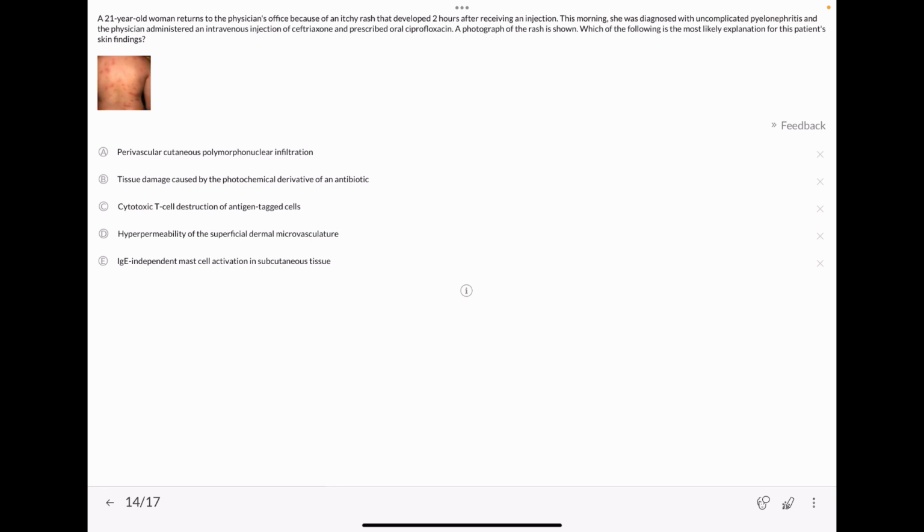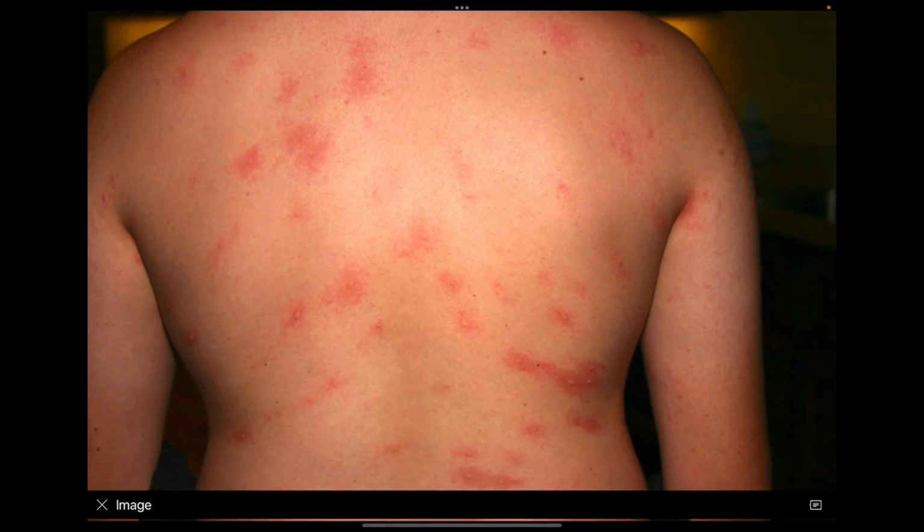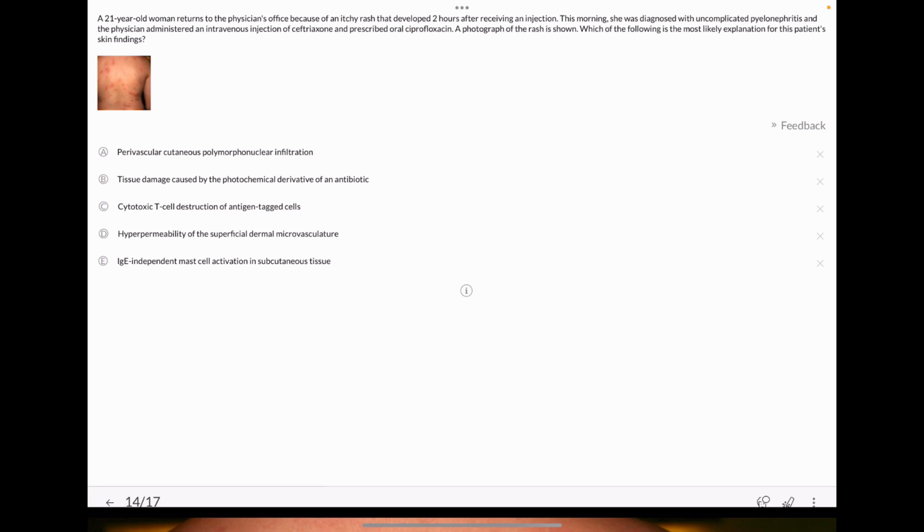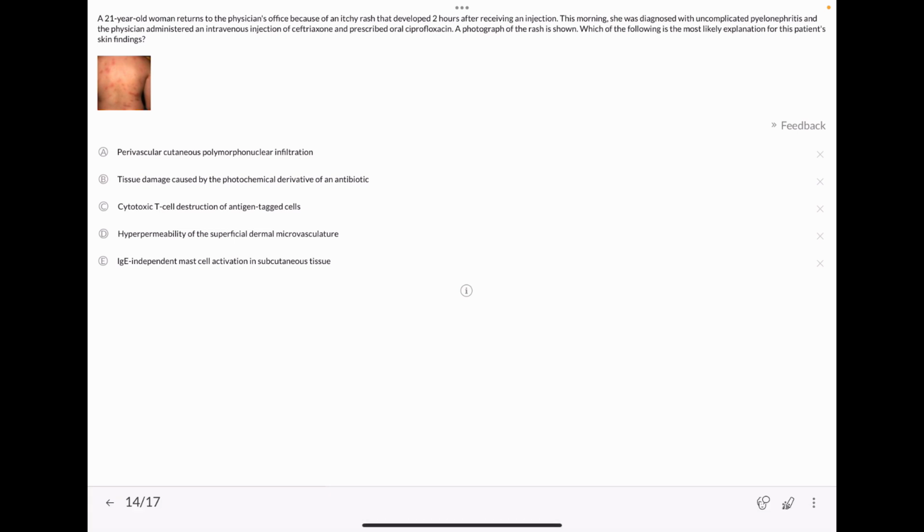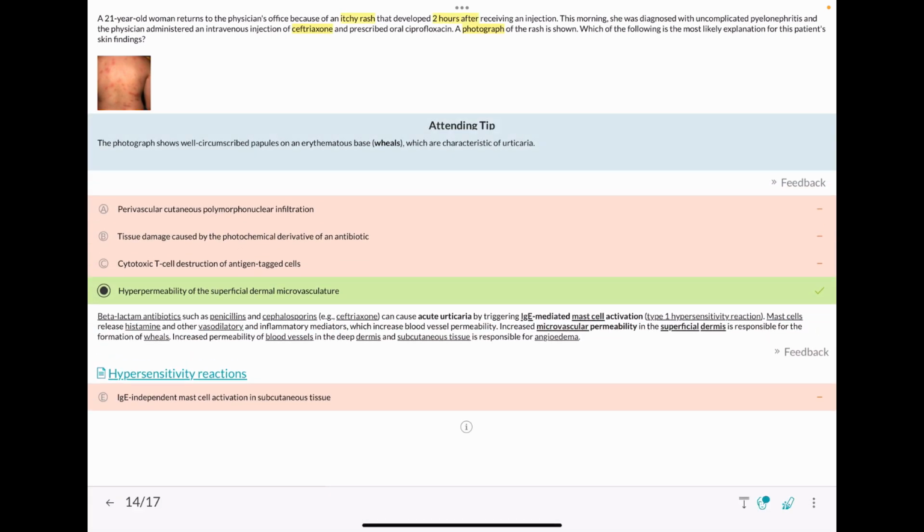So he's not asking you what type of hypersensitivity reaction that is, because obviously you know. He's asking what's the mechanism behind wheals or urticaria, right? And that involves edema in the superficial dermis, guys. So the answer would be hyperpermeability of the superficial dermal microvasculature because of release of histamine.